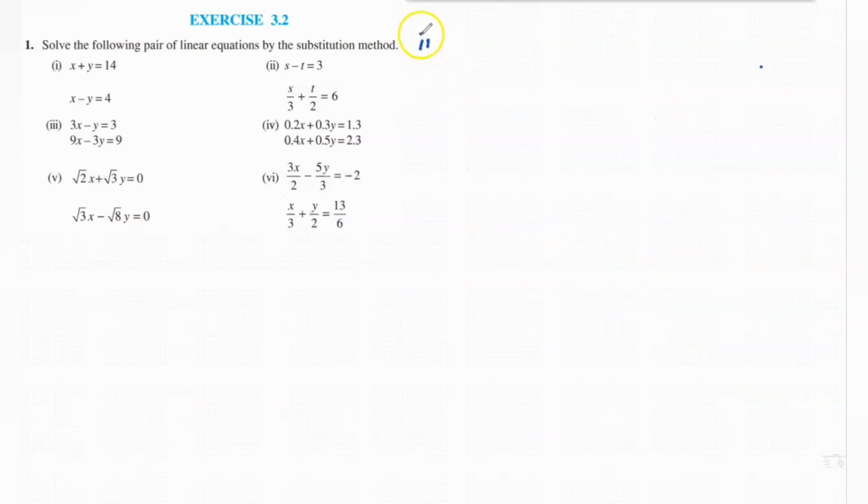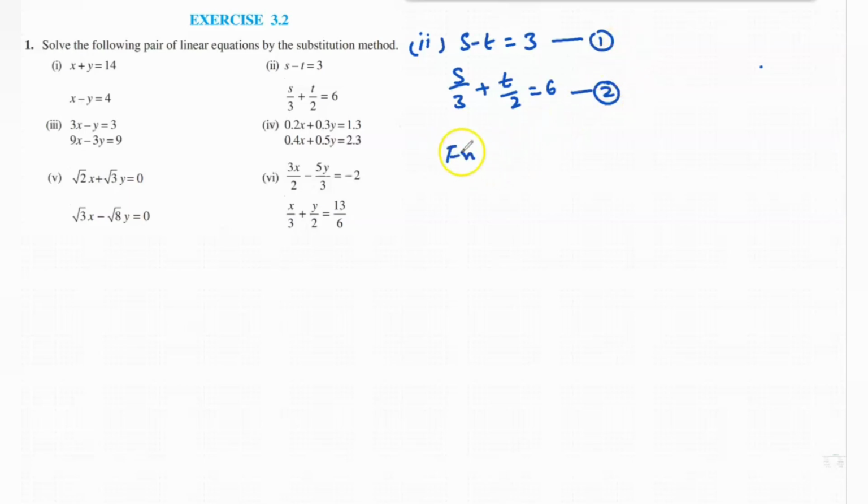The second question is s minus t is equal to 3, s by 3 plus t by 2 is equal to 6. Let us take this as equation number 1 and this as equation number 2. So from equation 1 we get s is equal to, sending minus t to the other side, 3 plus t. So substituting this s value in equation 2.